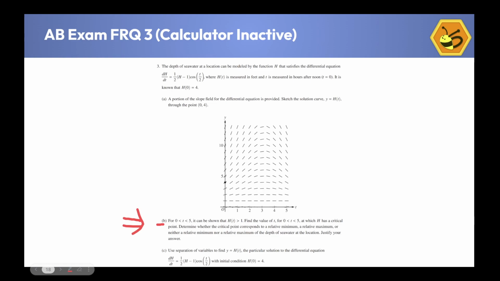Let's read the question together. For t between 0 and 5, it can be shown that h'(t) is bigger than 1. So we're given this condition. Find the value of t for t between 0 and 5 at which h has a critical point. Determine whether the critical point corresponds to a relative minimum, a relative maximum, or neither a relative minimum nor a relative maximum of the depth of seawater at the location. Justify your answer.